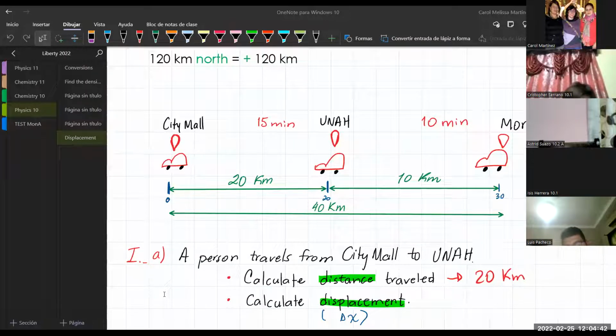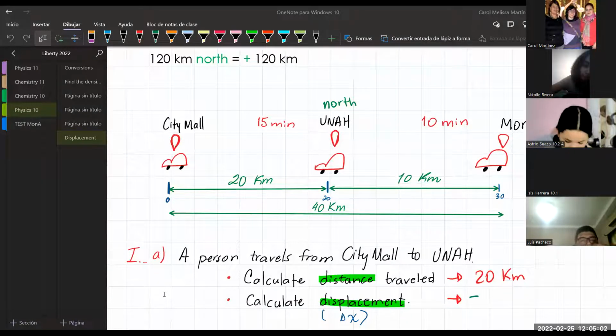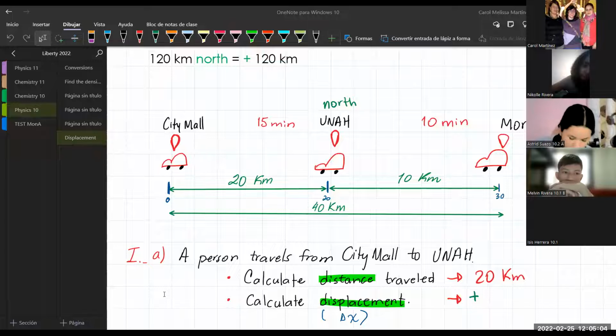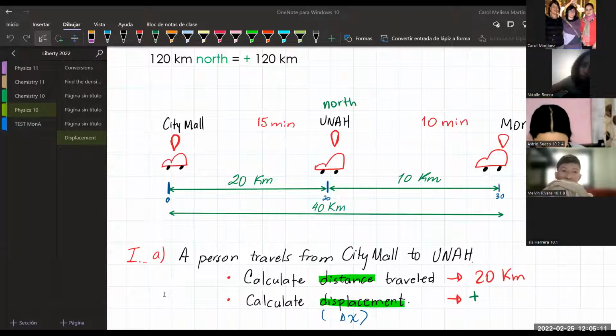Now when it says calculate the displacement, let's say that Una is located to the north. Do you think the displacement is going to be positive or negative? Positive, because it's going to the north. So the displacement for this person is going to be positive 20 kilometers.